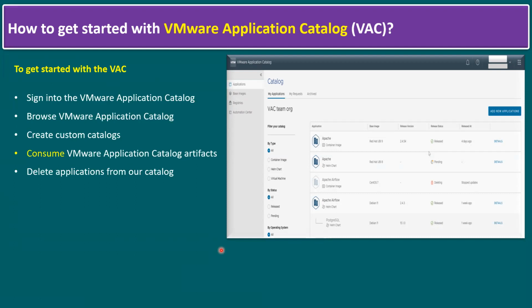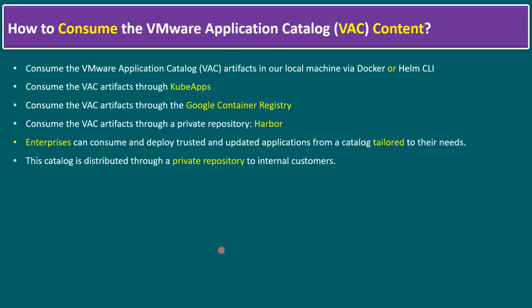And another key point, how to consume the VMware Application Catalog content. To consume the content, we can consume the VMware Application Catalog artifacts on our local machine via Docker using Docker images, Docker pull and push commands, or you can use the Helm command line interface, and consume VAC artifacts through Kubeapps, through the Google Container Registry, in short GCR, and through a private repository, which is Harbor.